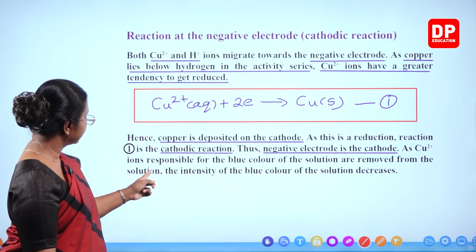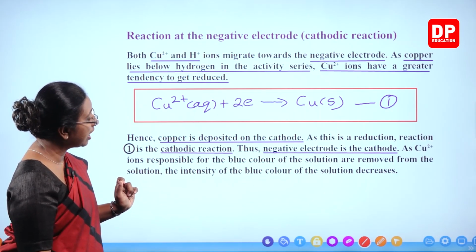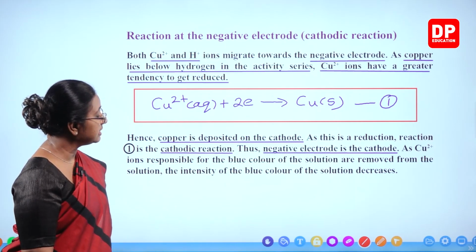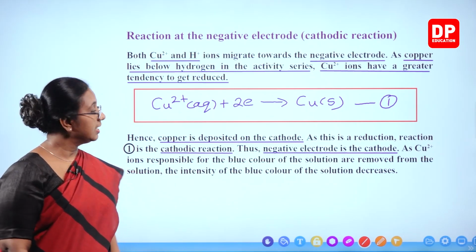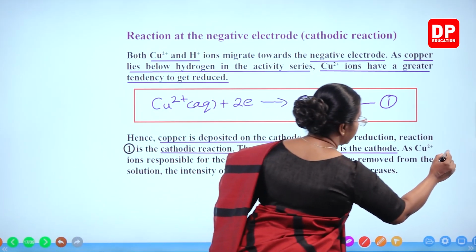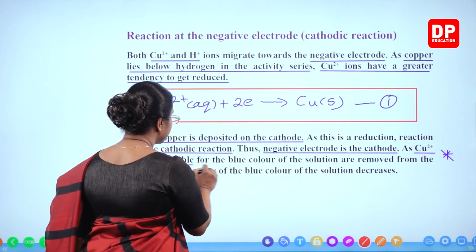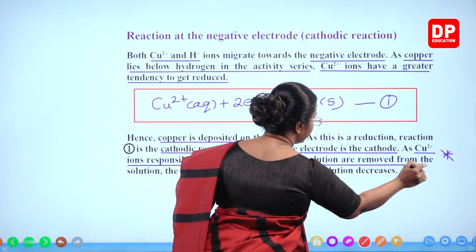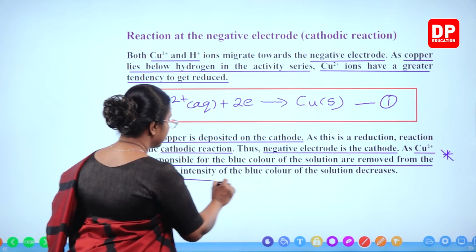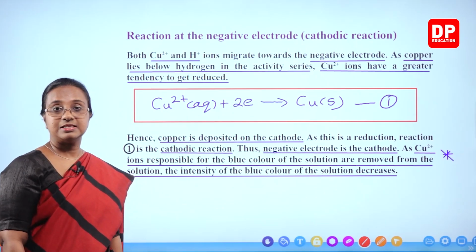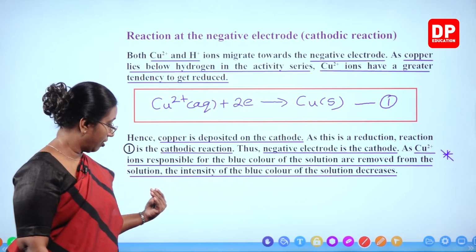As Cu2 plus ions, responsible for the blue color of the solution, are removed from the solution, the intensity of the blue color of the solution decreases. So this is something you have to remember, students. That is what I explained to you all.